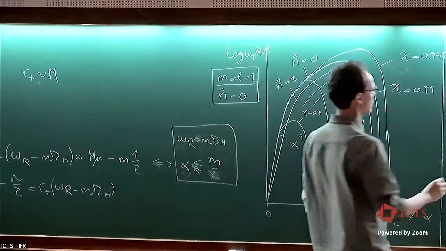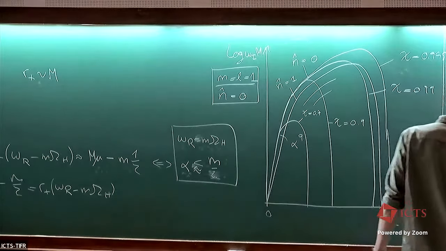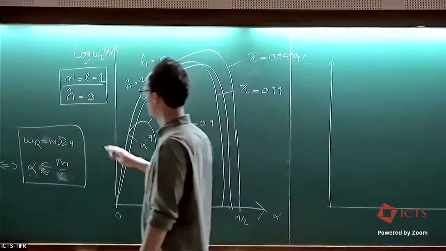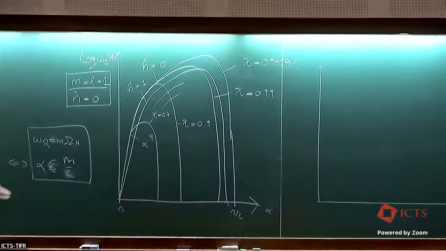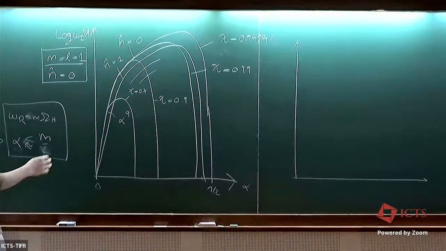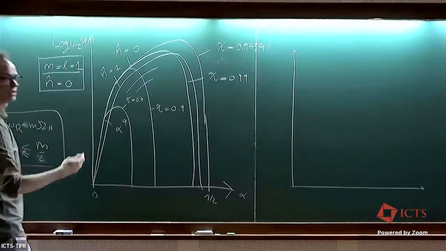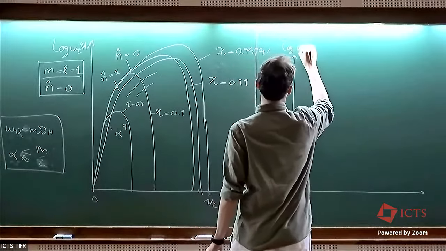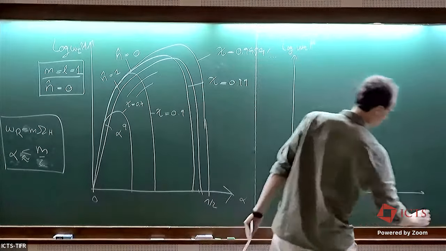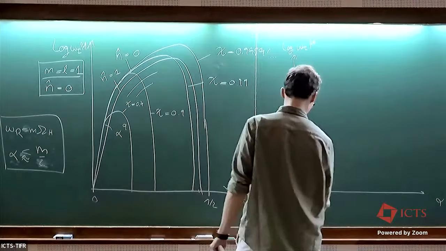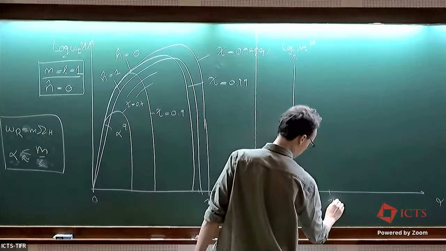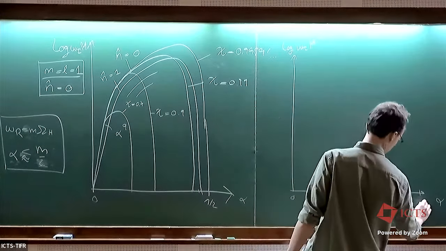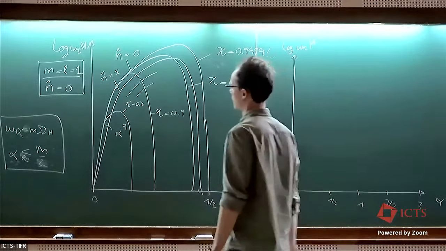So now I'm going to draw the exact same plot again, but now focusing on not just the m equals L equals 1, but higher numbers. So m equals 2, 3, 4, and so on. Okay, so again, we're going to look at log omega I m versus alpha. And so we have 0, 1/2, 1, 3/2, 2, and so on and so forth.